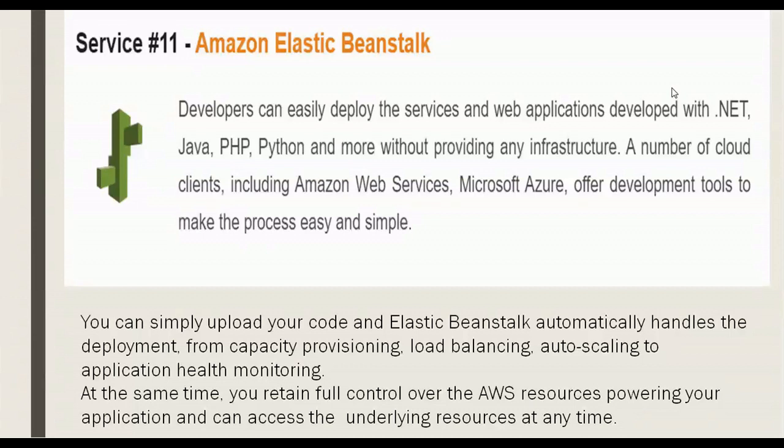One more important service is Amazon Elastic Beanstalk. Developers can easily deploy services and web applications developed with .NET, Java, PHP, Python and more without provisioning any infrastructure. You can simply upload your code and this service will automatically handle the deployment, from capacity provisioning, load balancing and auto scaling to application health monitoring. At the same time, you retain full control over the AWS resources powering your application and can access the underlying resources at any time.